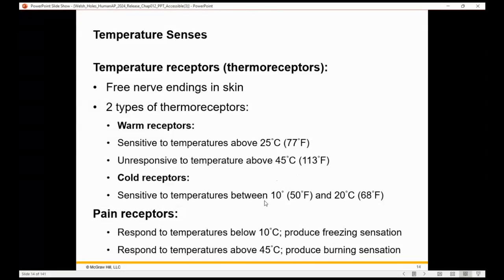Your cold receptors are sensitive to temperatures of between 10 degrees Celsius or 50 degrees Fahrenheit and 20 degrees Celsius or 68 degrees Fahrenheit. The pain receptors respond to temperatures below 10 degrees Celsius, which produce freezing sensations. And they respond to temperatures above 45 degrees Celsius, which produce burning sensations.